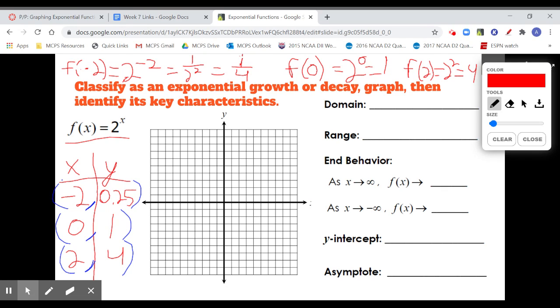So for -2, 1/4, I'm going to go to the x value of -2. I'm not going to be able to figure out exactly where 0.25 is, but basically that's only a quarter, so it's going to be pretty close to the x-axis, not that high up there. So the point is approximately where I just put it. For 0, 1, I'm looking at the x value of 0, y value of 1. That places me right here on the y-axis. And then I'm also going to plot the point 2, 4.